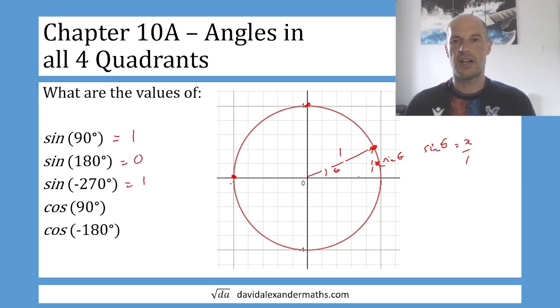Let's have a look at the cos of 90. Okay, so let's label this side y. So the cos of theta is going to be y over 1, so therefore the cos of theta equals y. So this is the cos of theta.